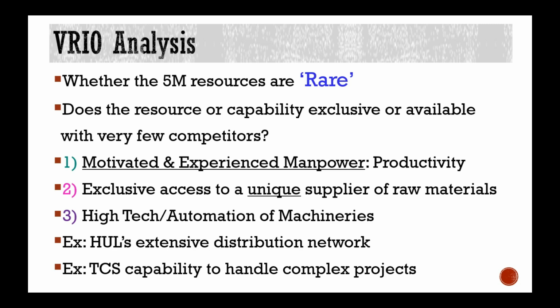Having high-tech automated machineries or robotic technology, which is Industry 4.0 and which requires huge investment, is hence rare. If we take the example of HUL, its extensive distribution network and brand strength across India are rare. Its ability to penetrate rural areas while maintaining a premium urban presence is unmatched. We can take the example of TCS.